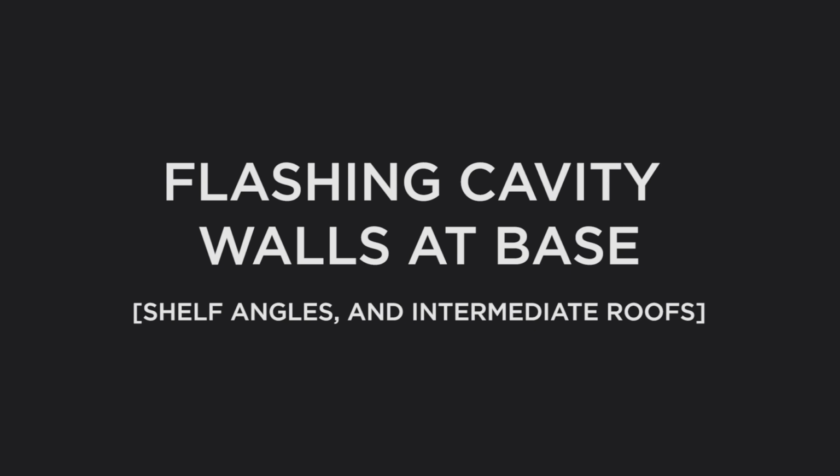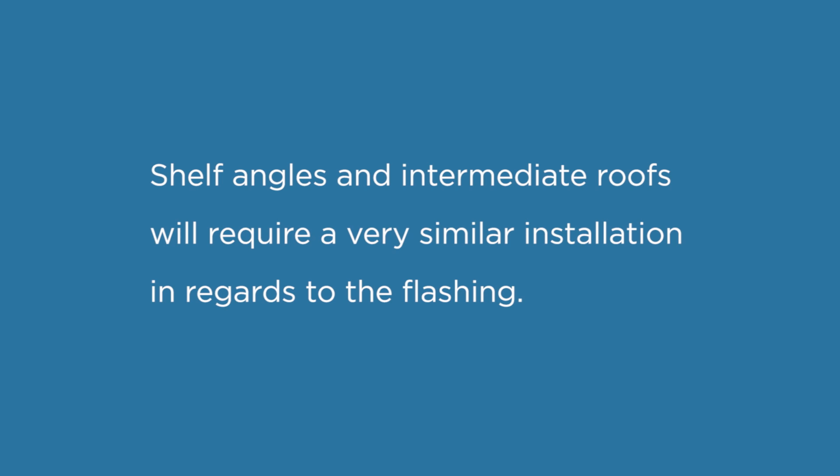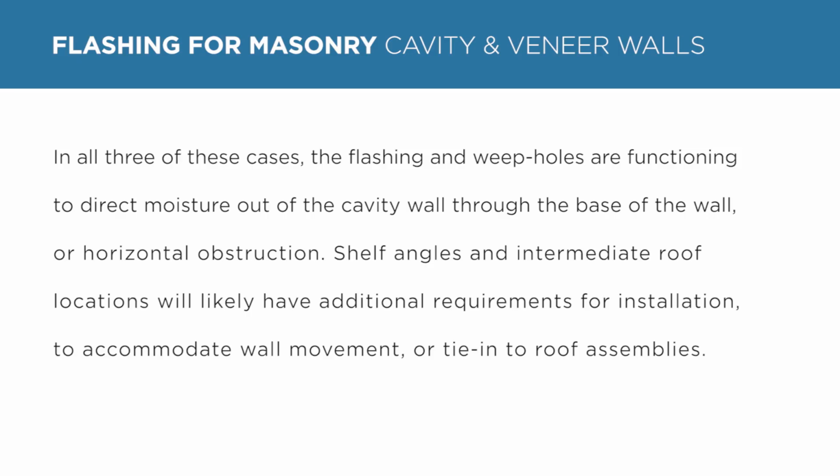Let's start with general requirements at the masonry wall base. Shelf angles and intermediate roofs will require a very similar installation type in regards to the flashing, so we'll include them in this first discussion. In all 3 cases, the flashing and weepholes are functioning to direct moisture out of the cavity wall through the base of the wall or horizontal obstruction.